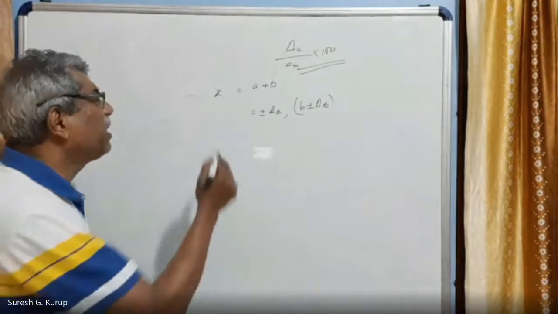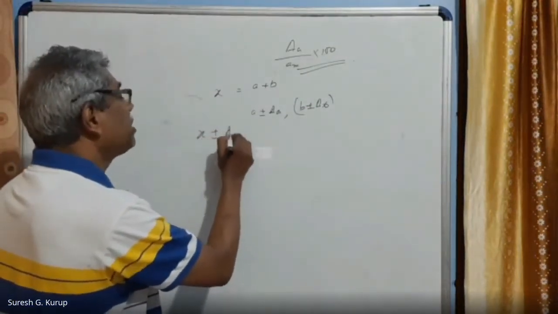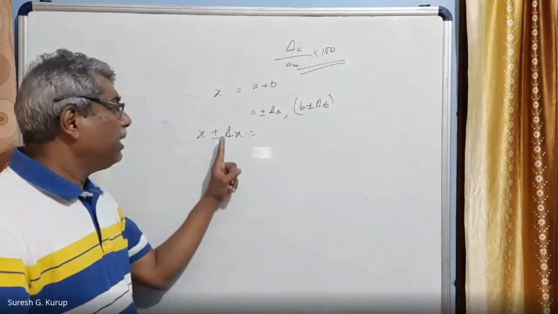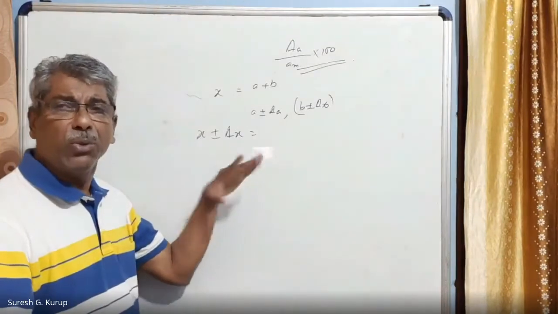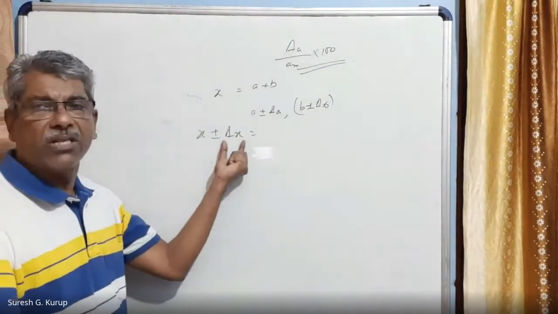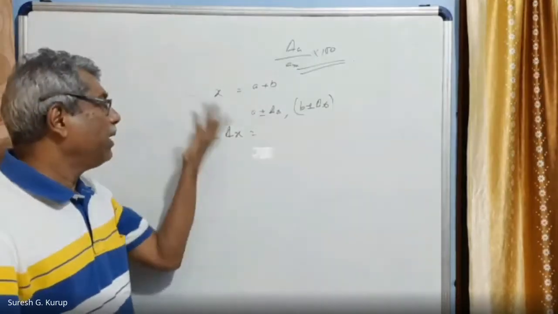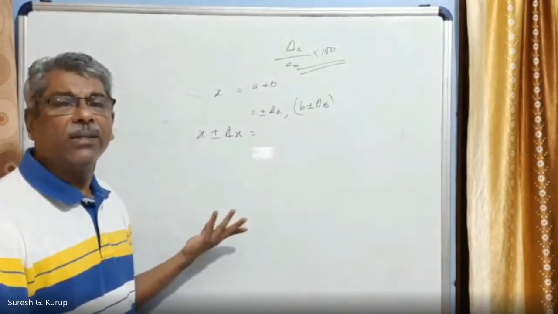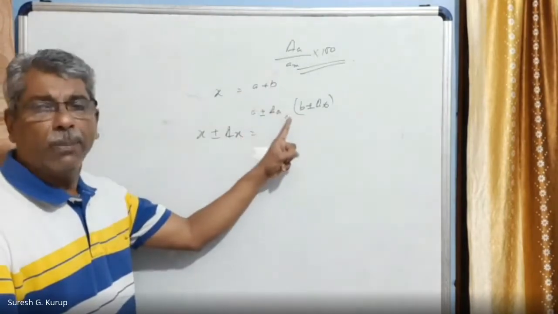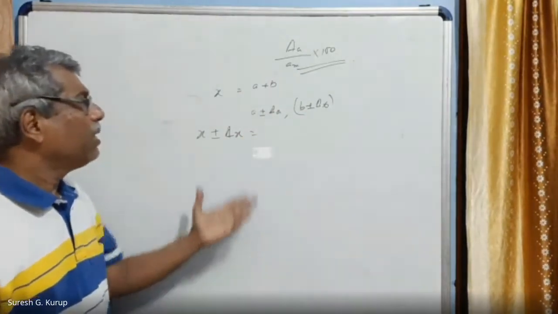Now in this case we can write x plus or minus delta x. That means the absolute error in the addition of the physical quantities. When two quantities are added, the absolute error in the final result is plus or minus delta x. That means by addition, the value can be x plus delta x or x minus delta x, just as the observed value of A can be A plus delta A or A minus delta A, which we don't know.